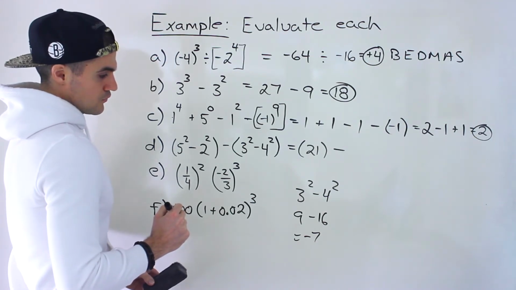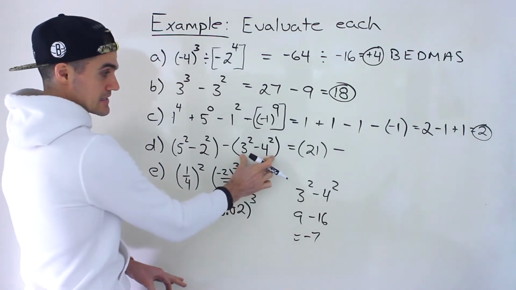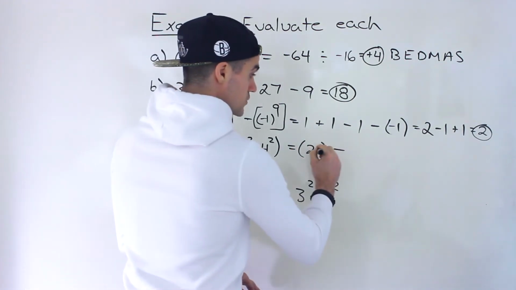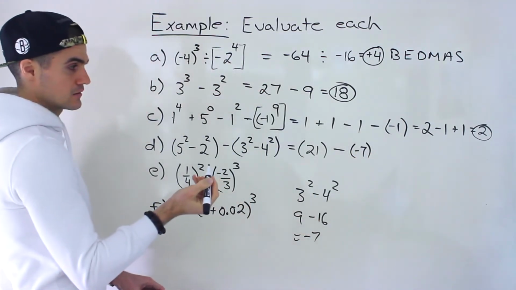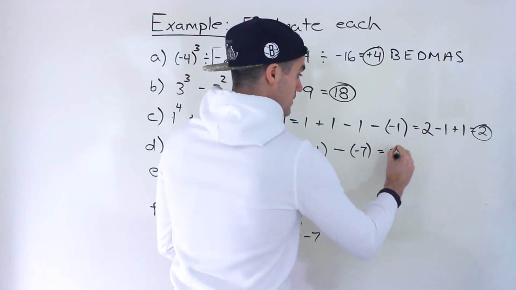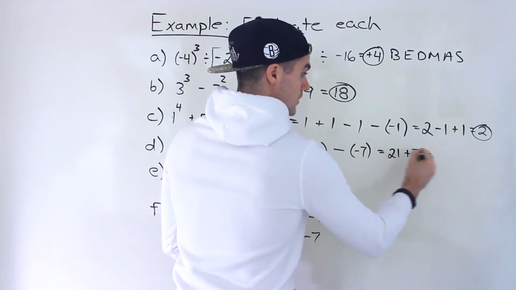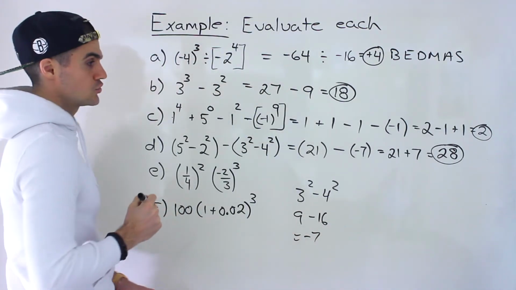Right? And so from here, this negative 7 ends up being this entire bracket. So it would be 21 minus negative 7, like that. And so these two negatives would turn into a positive. 21 plus 7 would give us 28.